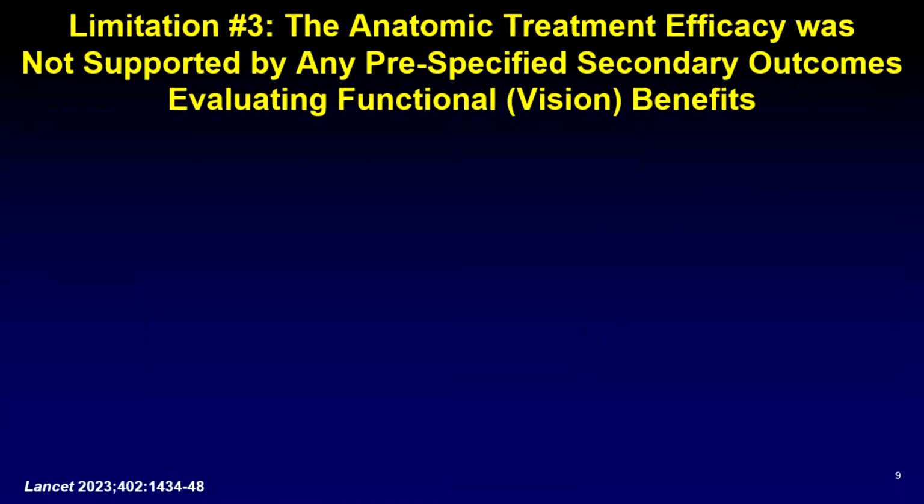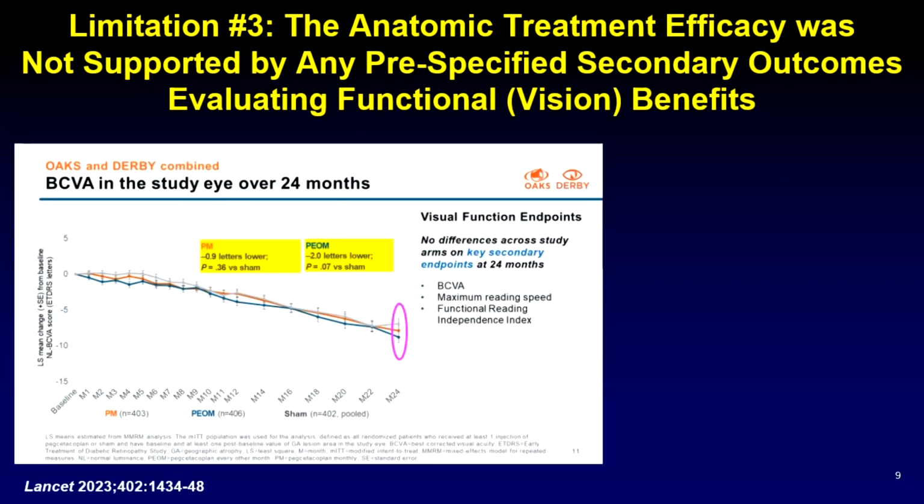Limitation number 3: the anatomic benefit was not associated with any pre-specified secondary outcomes for visual benefits. These vision benefits were presumed to develop with time, but there's no evidence of any vision benefit over time. For visual acuity, there's a substantial loss. On average, all groups lost 7.5 letters by 2 years. That's about the difference between using laser to treat DME and using anti-VEGF to treat DME. On average, the groups differ by 7.5 letters.